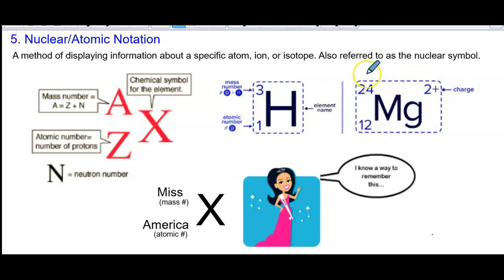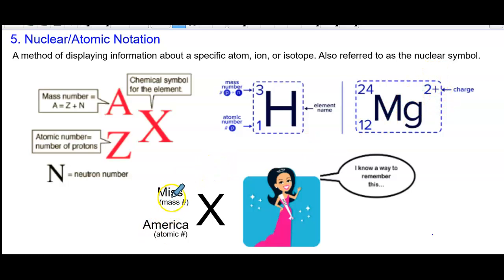This is an ion of magnesium. How would I know it's an ion? Because it has a charge. This has 12 protons, or the atomic number is 12. In order to get to 24, I must have 12 neutrons also, because protons, 12 in this case, plus neutrons must be 12 to get to 24. Plus 2 charge means that I lost 2 electrons and became positively charged.